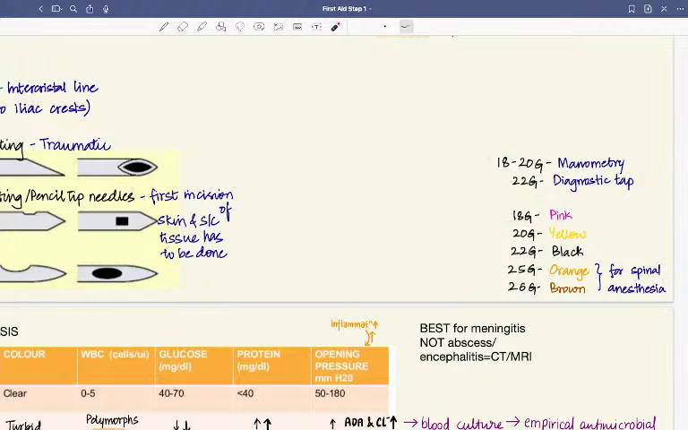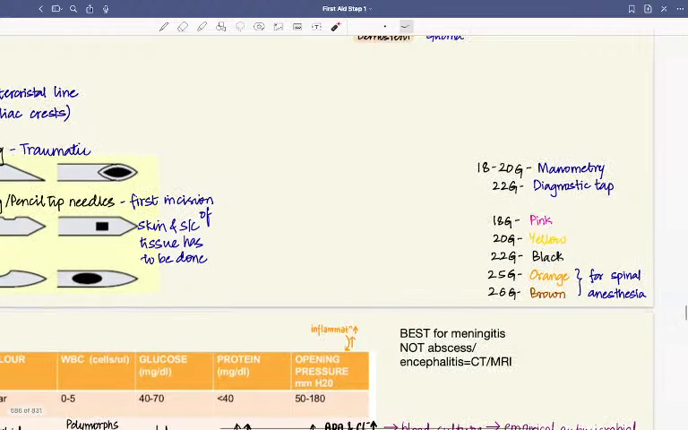Okay. So 25 and 26 gauge. 18 is done. 18 and 20 is going to be pink and yellow. I don't know how to remember this, and I don't know whether we have to remember this or not. No, not necessary. Just 25, 26 gauge. That is orange and brown. This is going to be for spinal anesthesia. Okay. Done. Just orange in this thing.